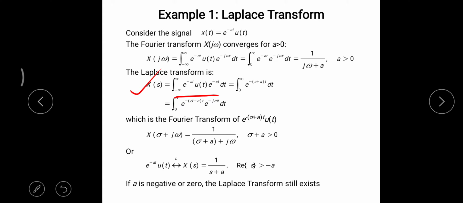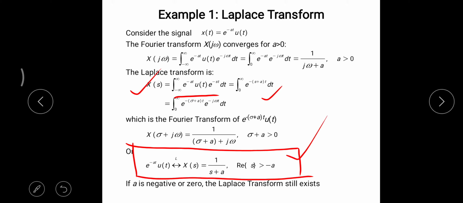So e power minus at into e power minus st. The base is common, so I can add the powers. Now this becomes e to the power of minus of s plus a into t. Now I can integrate this exponential function. The integral of e power at is e power at divided by a. Now we can substitute the upper limit and the lower limit. Finally, the Laplace transform of e power minus at u of t is 1 by s plus a.